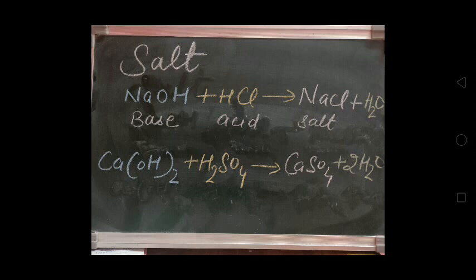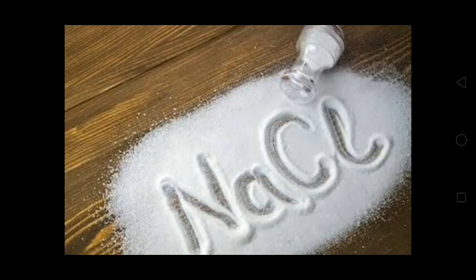As you can see in this picture, I have given you two examples. In the first example, you can see there is a base, that is sodium hydroxide, and an acid, that is hydrochloric acid. When this acid and base react with each other, they produce a salt which is known as sodium chloride, plus water. Sodium chloride is also known as common salt or table salt, and you are all very much aware of this.